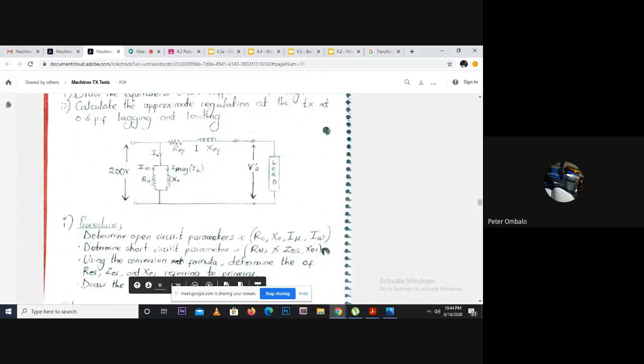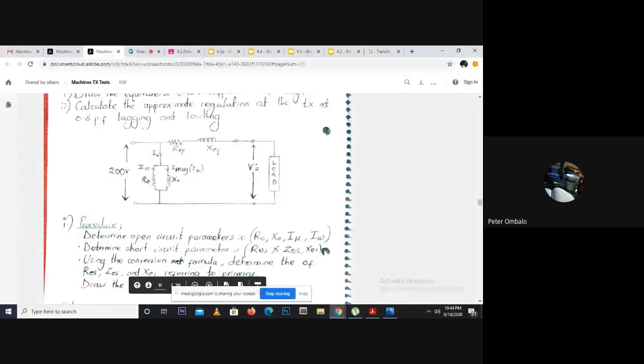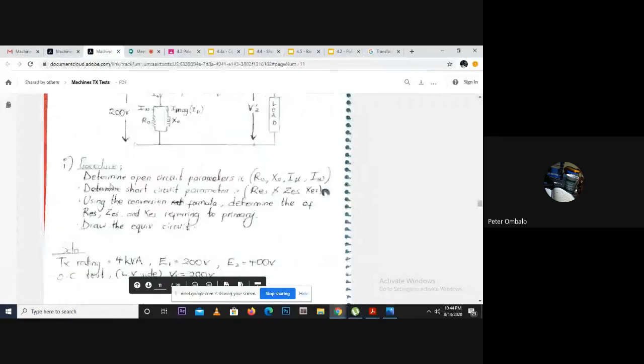So this is what we expect our equivalent circuit to look like. Now this part is going to be obtained through the open circuit test, and this part is obtained through the short circuit test. So this is the procedure. We are going to determine open circuit parameters, determine short circuit parameters, and then using conversion formulas, determine the equivalents of R_es, Z_es, and X_es referred to primary.